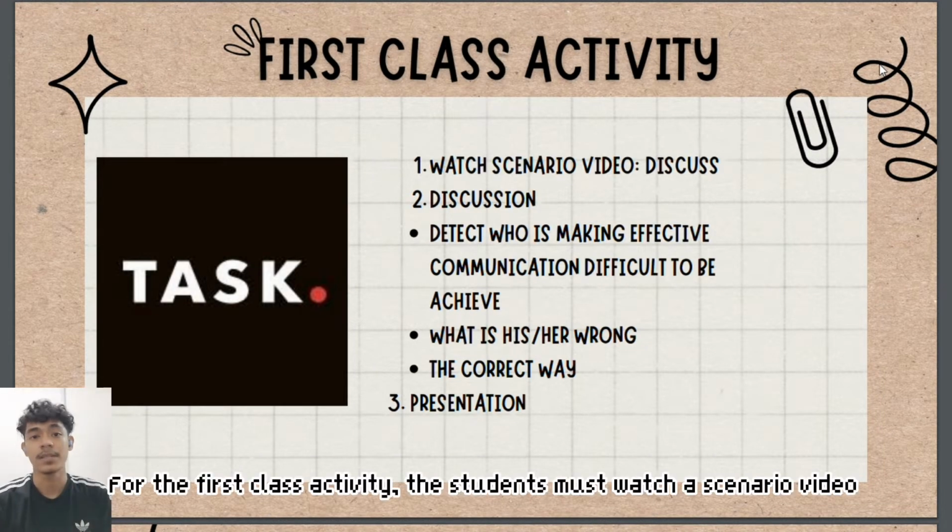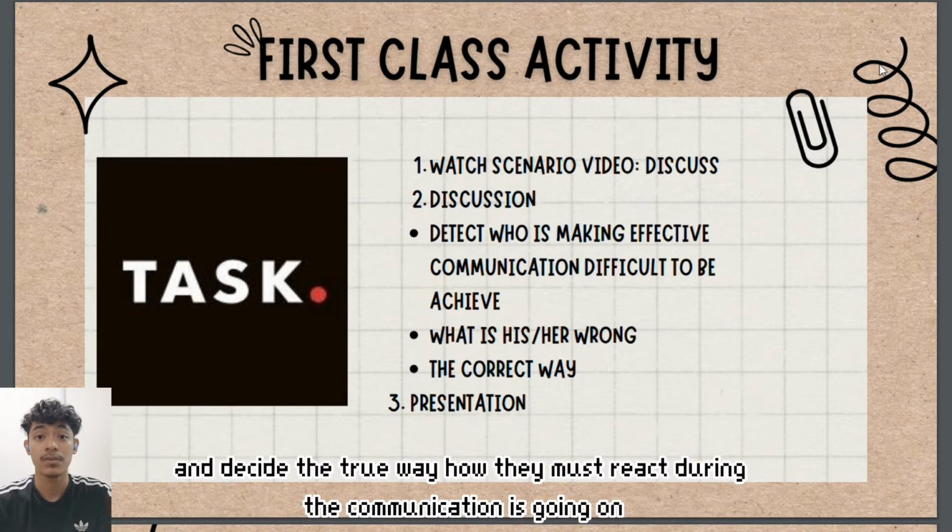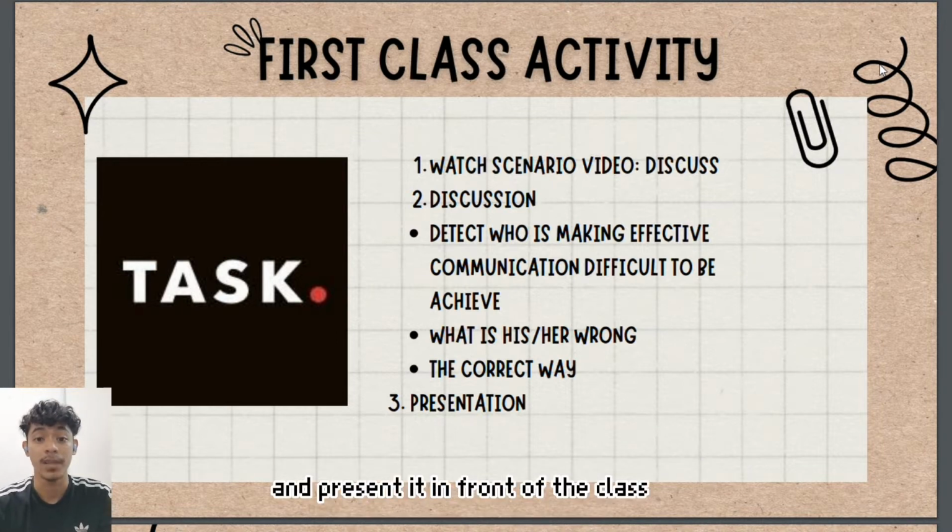For the first class activity, the students must watch a scenario video and discuss among the group members to determine who is making effective communication, why effective communication is difficult to be achieved, and decide the right way they must react while communication is going on, and present it in front of the class.